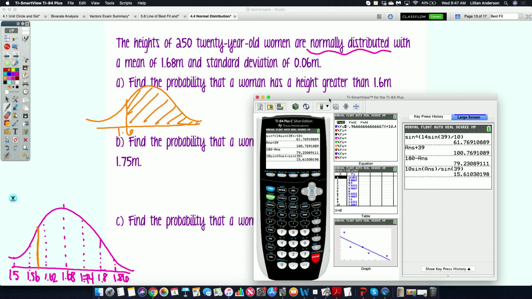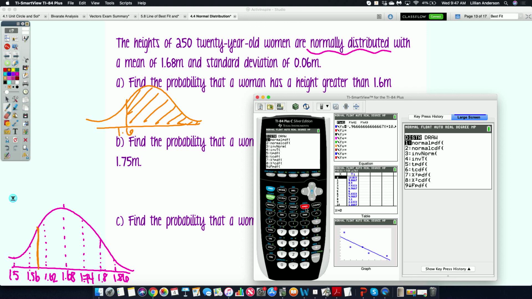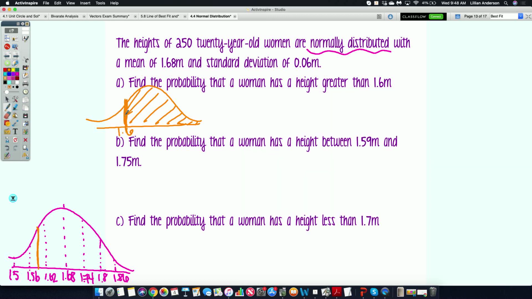What were they again? Second VARS. Option 2. My calculator pops up like this. Yours may have things written already in them. I mean, I've used this for other classes. Lower represents the lower boundary of my shaded region. My shaded region goes from basically 1.6 all the way to what value?